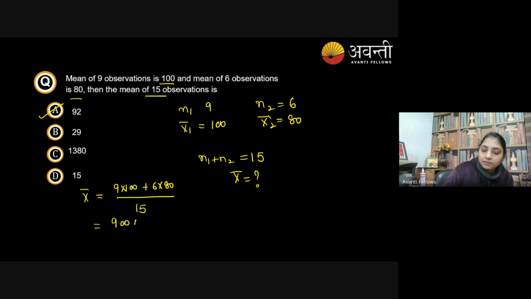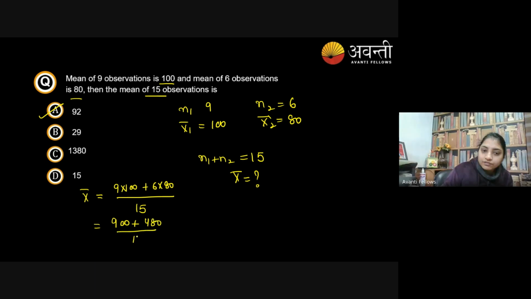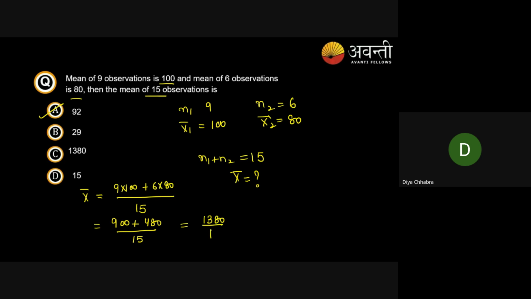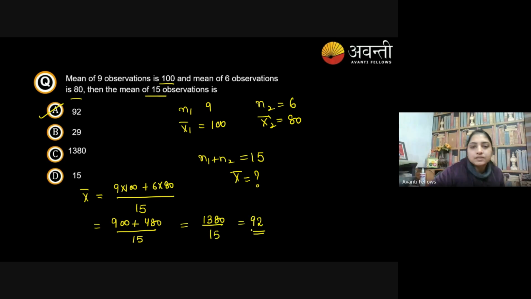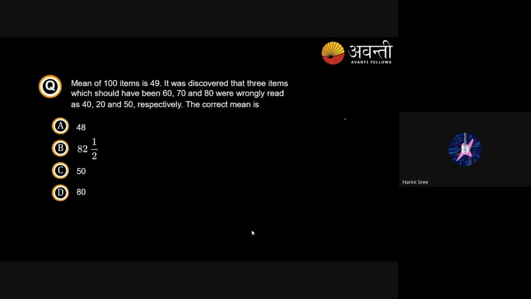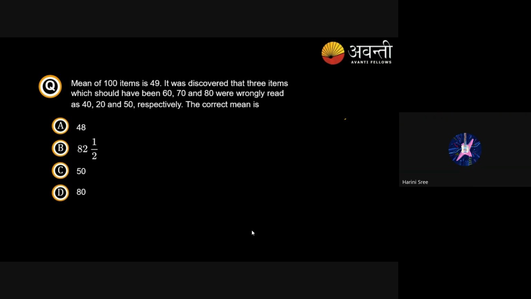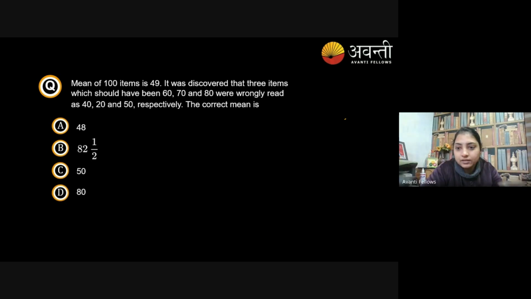So can you guys tell me the calculation? It's 900 plus 480, divided by 15. It means 1380 divided by 15. So this should be equal to 92. So option A is the correct answer. Everyone agree? Yes, ma'am. See the next question. So Harini, is it clear? Avni, Harini, Anurag, Harshil, clear?